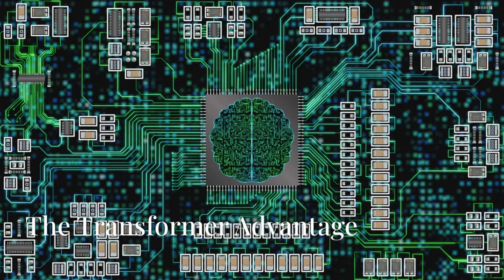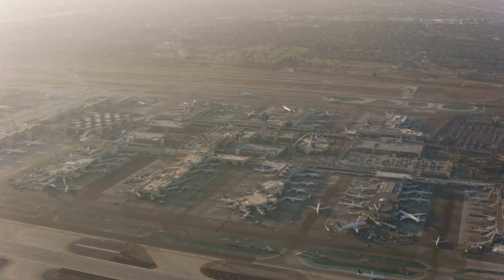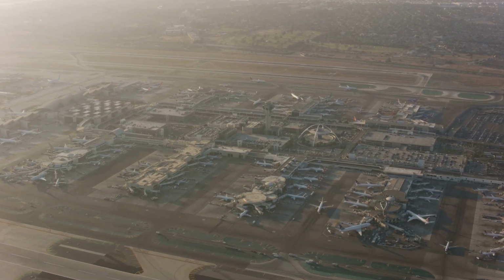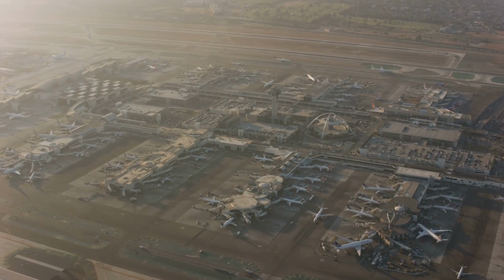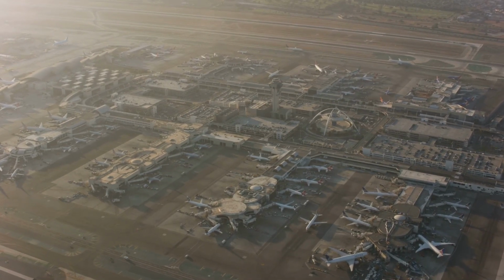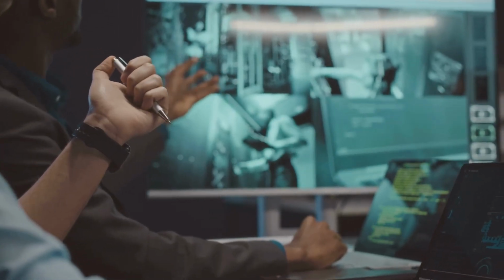So, what makes GPT-4's transformer architecture special? Think of it as a network of airports working together seamlessly rather than a single airport handling all flights. Let's delve deeper into how this transformer changes the game.